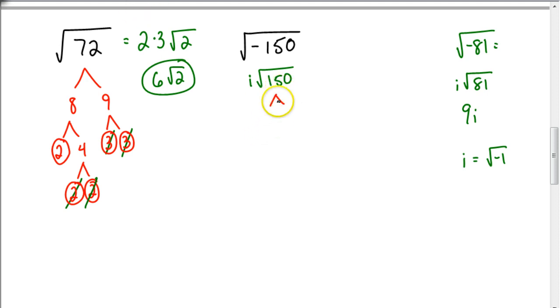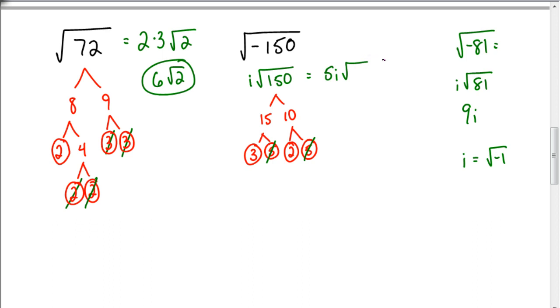I could say, well, 150 is the same as 15 times 10. 15 breaks down to be 3 times 5. 3 and 5 are both prime. 10 breaks down to be 2 times 5, and those are also both prime. So now, to simplify this, for every 2 of the same number, I get to take one out. So I have a pair of 5s here, so I'm going to take out a 5.